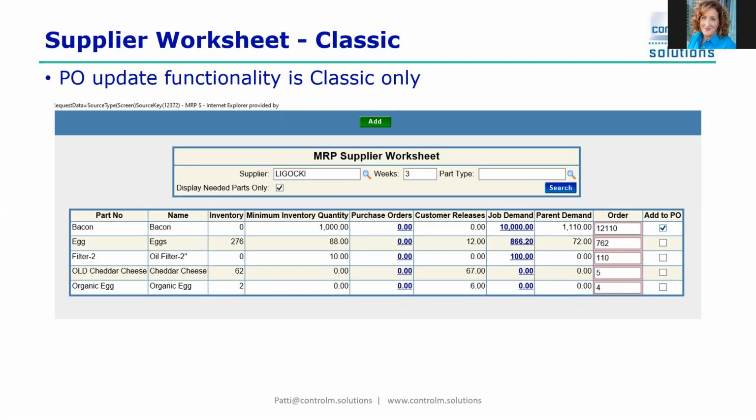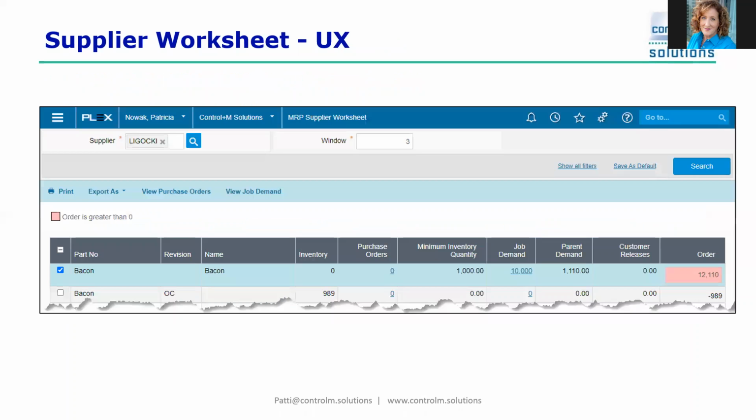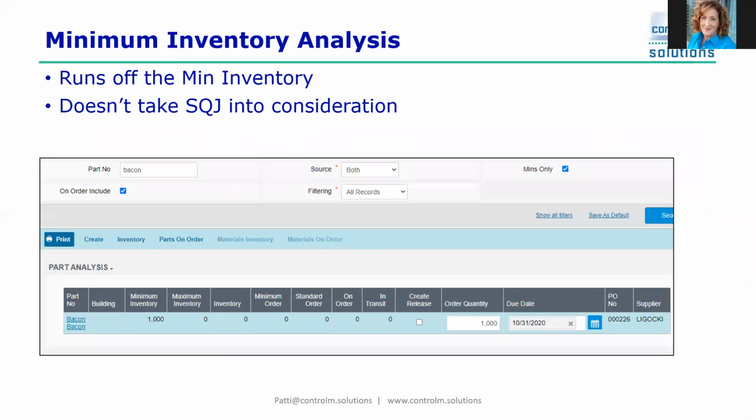In this case, I could add any of these 5 parts to the purchase order with just one click of a button. Now, the same screen exists in UX, but as you can see, we can't add to a PO here. We can only view POs from here. Notice how this demand really looks a lot like MRP. It's got job demand, parent demand, even customer releases, but you can't add to a single PO from here.